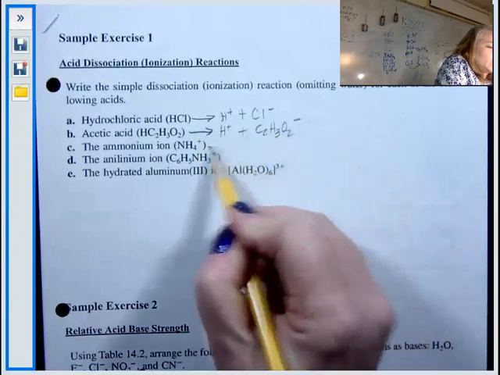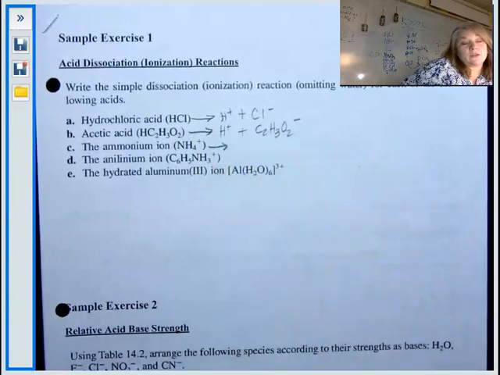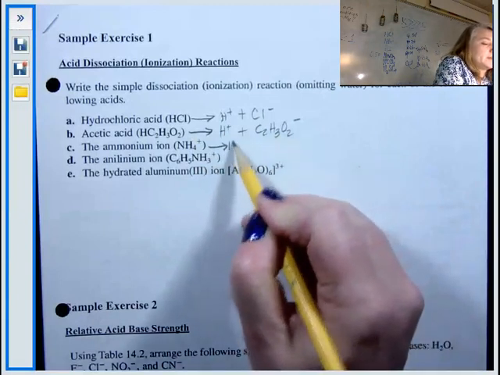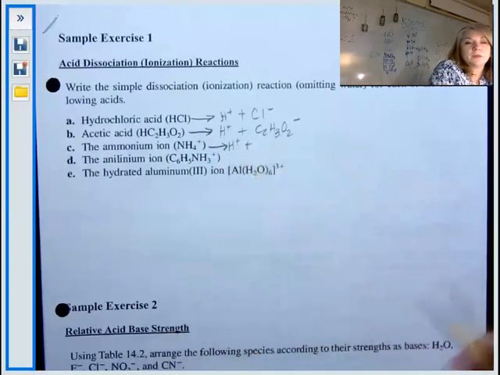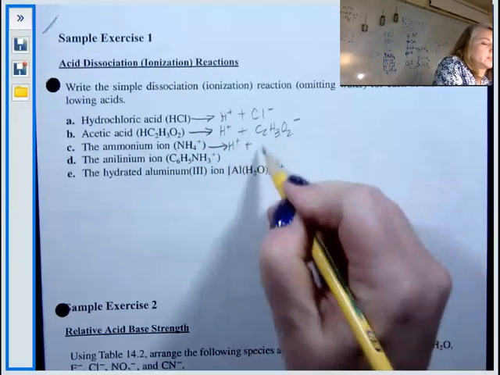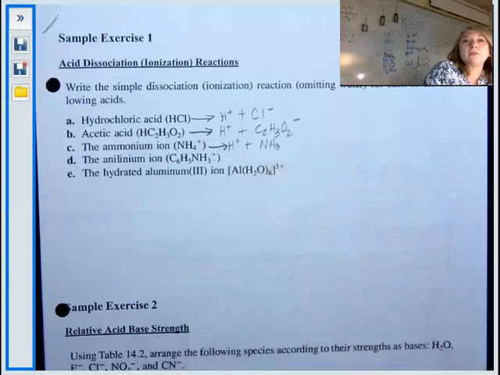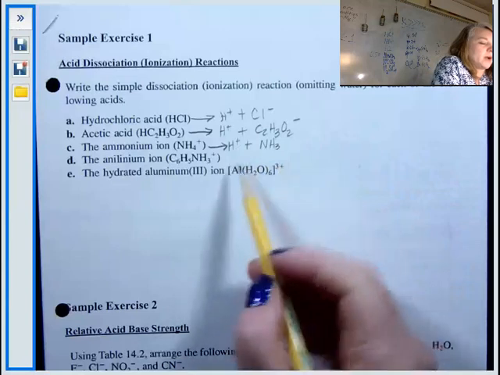Okay, NH4 plus is acting as an acid because it's got an extra H. All we're doing is breaking that H off. And what's left over? NH3. No charge, because it was positive and now it's becoming neutral, because you took off a positive one. So just imagine a number line. You're only removing one positive.